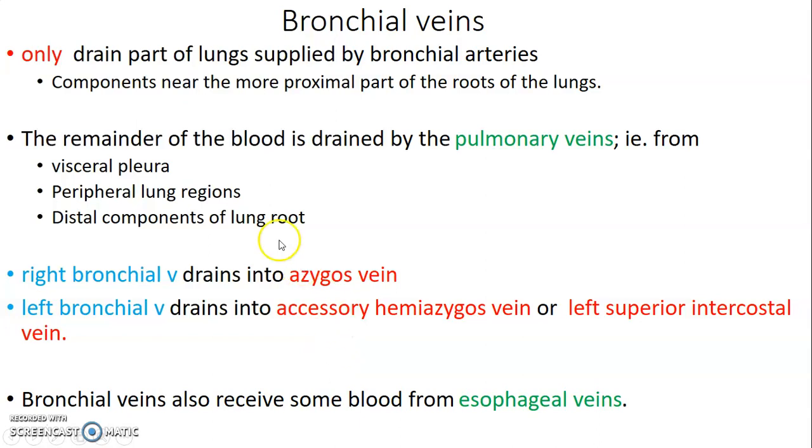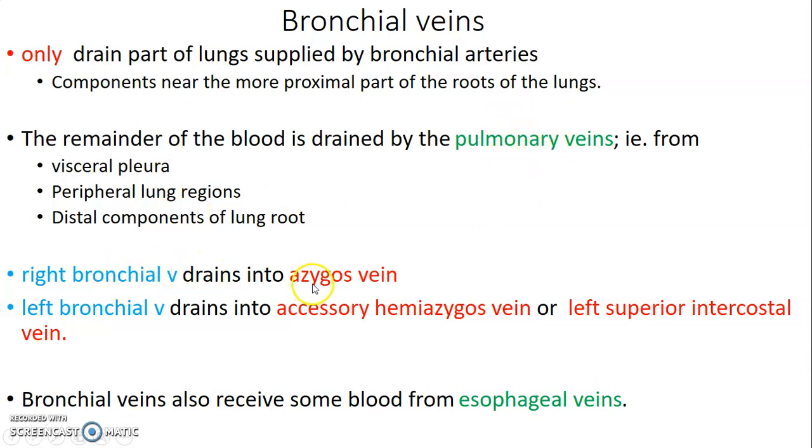Bronchial veins will follow the artery, so they only drain the parts where the arteries supply, and mainly the proximal part of the roots of the lung. The remainder of the blood is drained by pulmonary veins. So bronchial veins drain the proximal part of the root of the lung, but the remaining parts supplied by bronchial arteries, such as the visceral pleura, the distal components of the lung roots, as well as the lung regions, will be drained by the pulmonary veins.